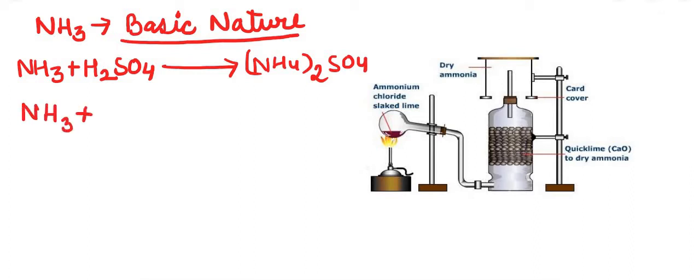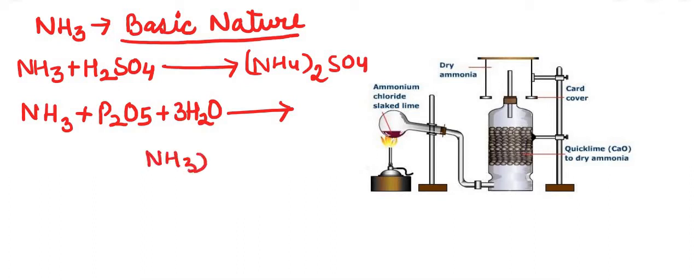If ammonia reacts with another reagent, P2O5, then also there is a reaction between these two molecules and the formation of ammonium phosphate will occur. So it is also not possible to dry your ammonia with the help of this agent.